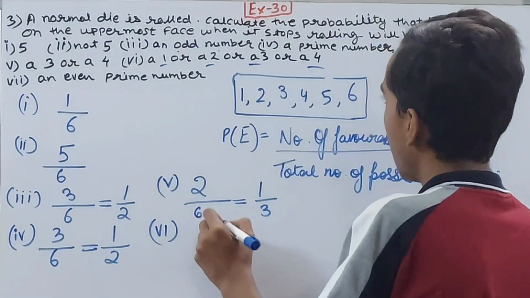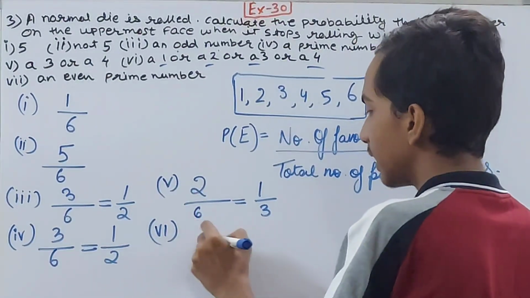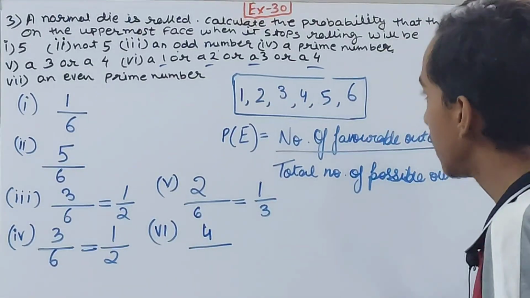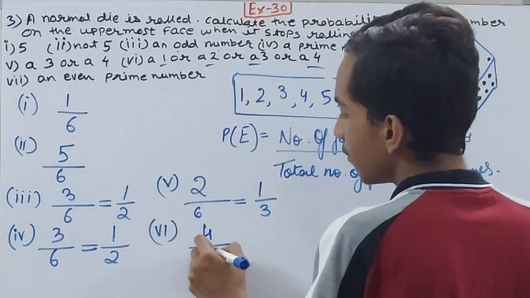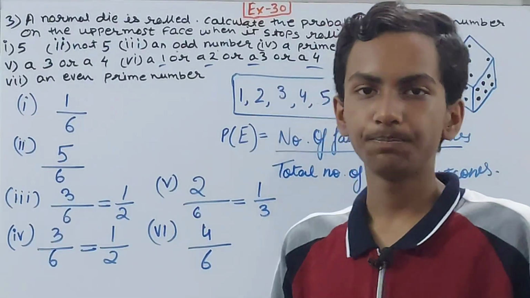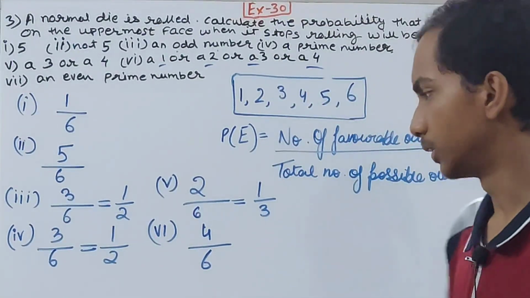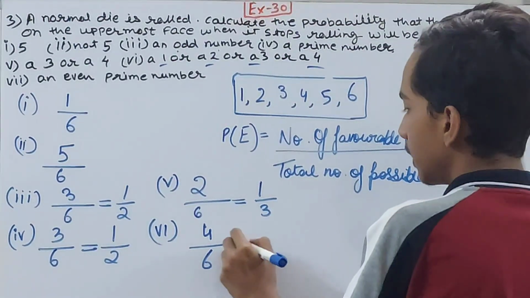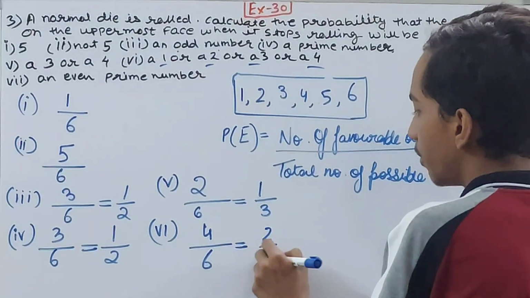So in the numerator we will have 4 as the number of favorable outcomes, and in the denominator we will have 6 as the number of what? Possible outcomes. 4 upon 6, that can be written as 2 upon 3.